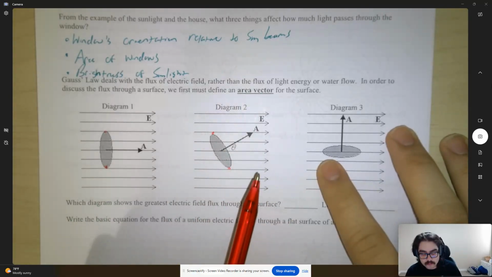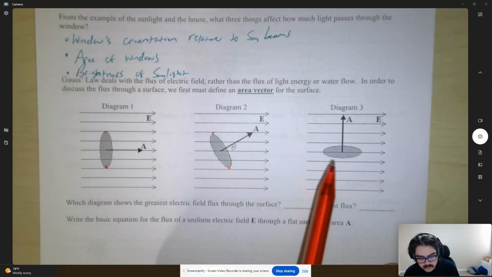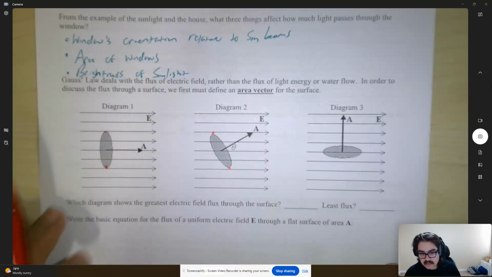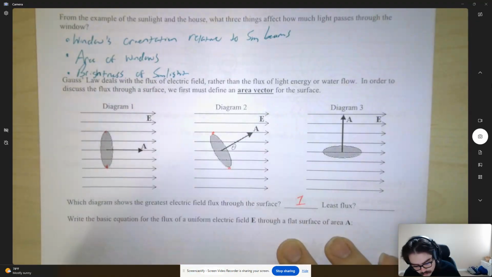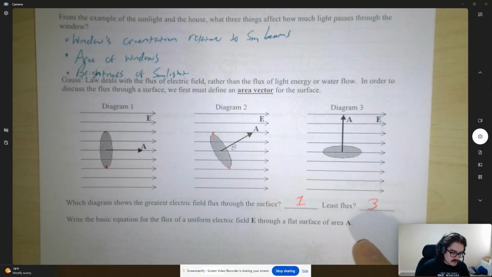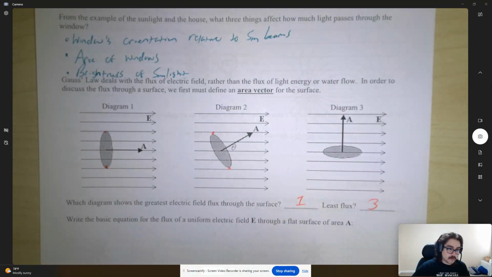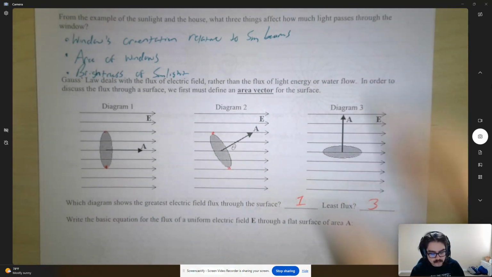In 3, you're going to see that very little E field is flowing through the object. Only this small piece is getting E field through it, and all this missing part up here is not getting any field. So 1 is going to have the most flux through it, and 3 is going to have the least flux, because you'll notice that there is less E field flowing through the surface in 2 and 3 than there is in 1, and less in 3 than there is in 2. Okay.